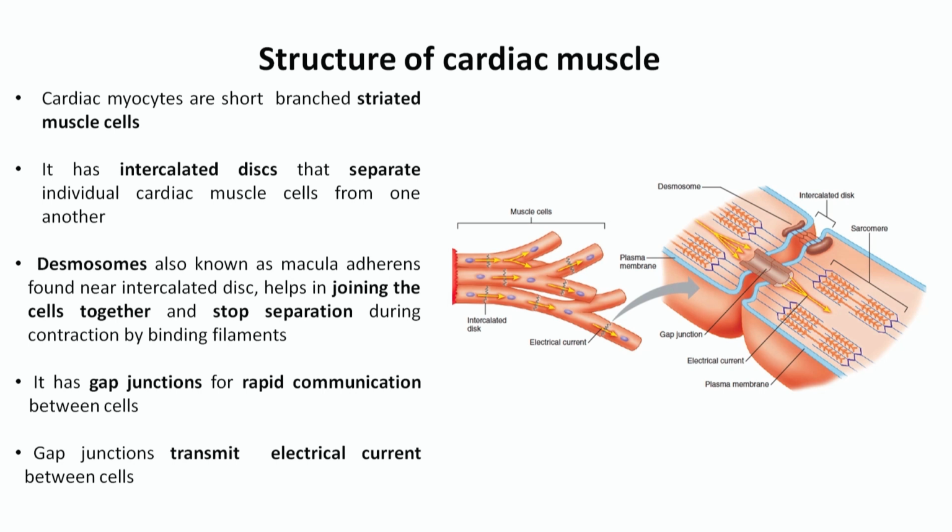It also has very important features like gap junctions that help in the rapid transmission of impulses from one part of the heart to the other part of the heart. So gap junctions mainly transport the electric current between the cells.